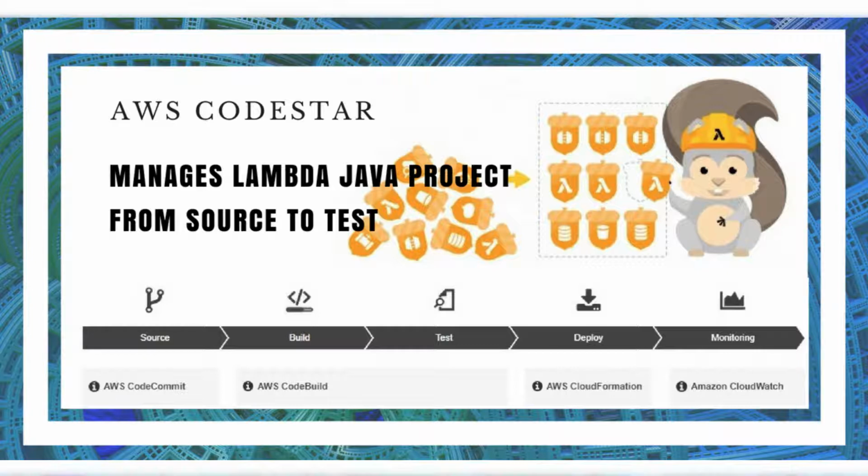AWS CodeStar uses CodePipeline to connect with CodeCommit, CodeBuild, CloudFormation, and CloudWatch to manage a code development cycle from source to deployment. We will install the AWS Toolkit plugin on Eclipse IDE and configure AWS SAM Local to test the code on Eclipse IDE.